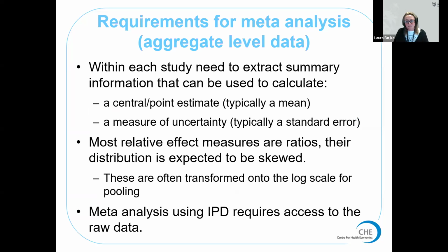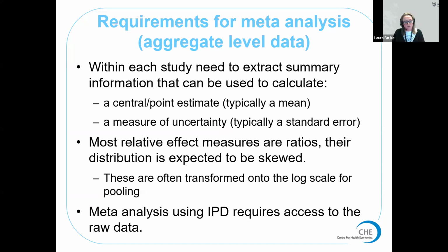So what information is needed to inform meta-analysis? So I'm going to talk here about relative treatment effect measures primarily. However, the same principles apply for other measures such as costs or health-related quality of life, although the measurement scales may be somewhat different.